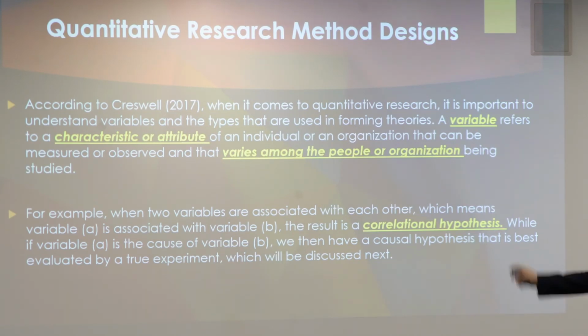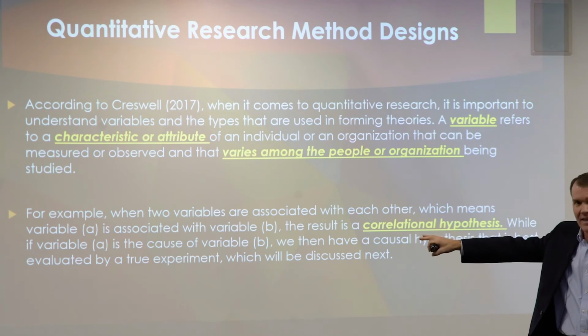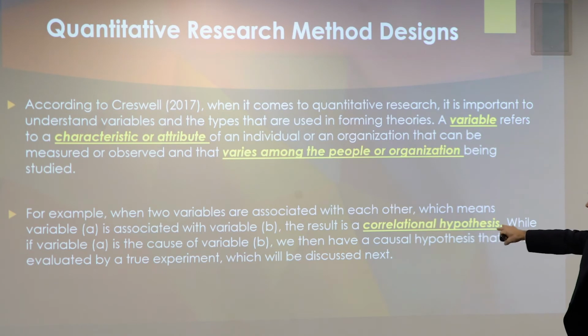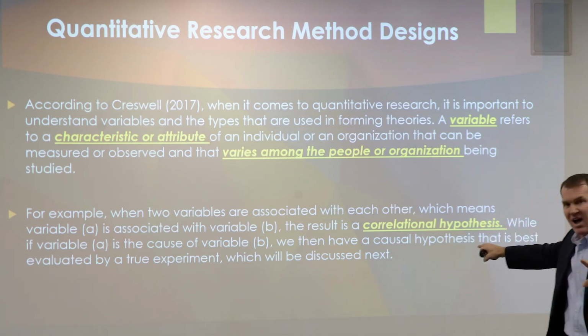According to Creswell in our book, 2017, when it comes to quantitative research, it's important to understand variables and the types that are used. A variable, which is what we're looking at correlationally, refers to a characteristic or an attribute of an individual or an organization that can be measured and observed, and that varies among the people or the organization being studied. For example, two variables associated with each other, which means that variable A is related and associated to variable B, result in a correlational hypothesis.